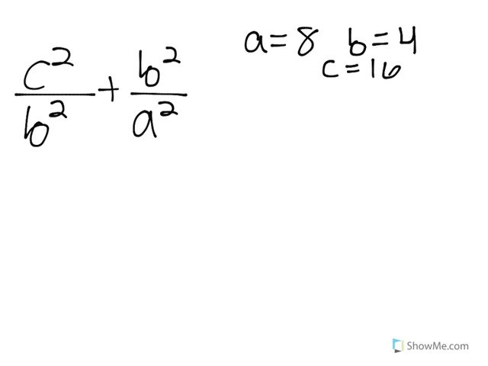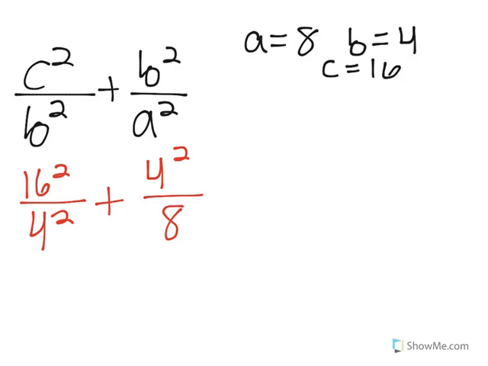So that means everywhere you see an A, you're going to plug in 8. Everywhere you see a B, plug in a 4. Everywhere you see a C, plug in a 16, and so on. So for our first line, that means, let's start plugging in for the C. Well, C is 16, so 16 squared. And then b is 4, so that's 4 squared, plus, and now we have b squared again, so that's 4 squared again, over a squared, so that's 8 squared. So we just plugged everything into their spot.